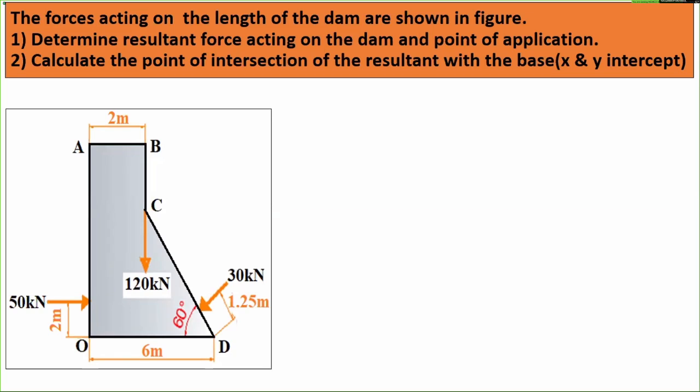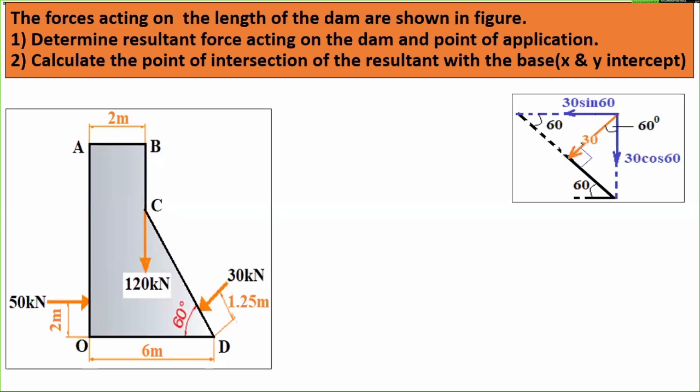First, resolve: summation of Fx, summation of Fy, then R is equal to square root of summation of Fx square plus summation of Fy square. Then next, tan theta is equal to summation of Fy by summation of Fx. So only here, one force is inclined, that 30 kilonewton force is inclined. So to resolve it, that resolution I have shown. Observe that resolution of the 30 kilonewton force, and if you have any doubt, just tell me. Its x component and y component I have shown over here.